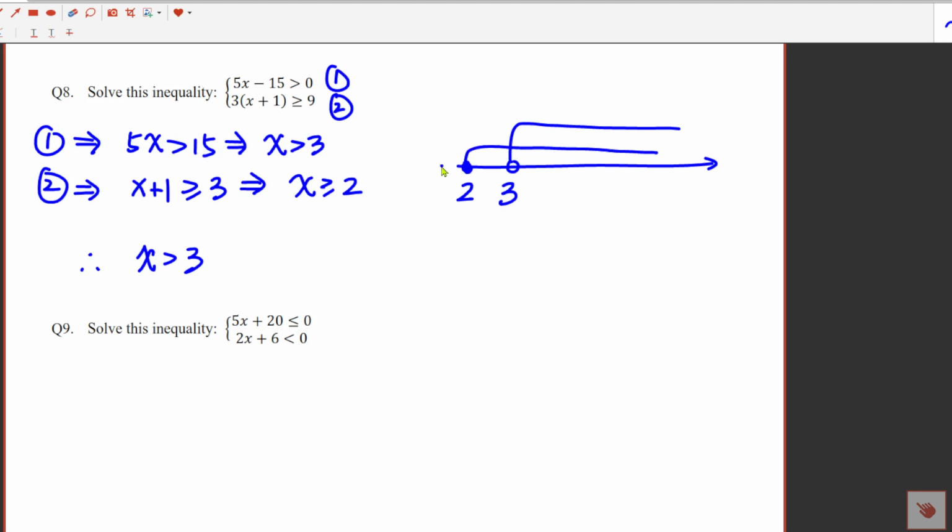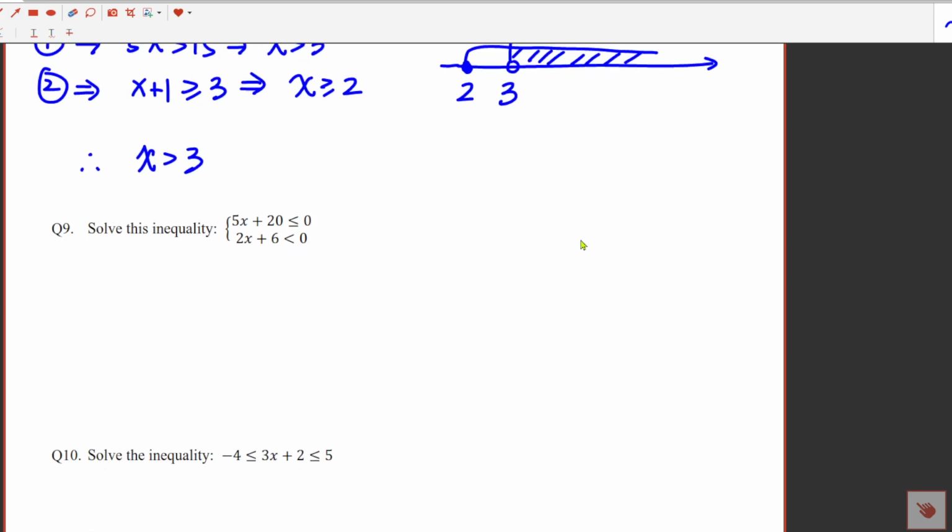And note that we use a solid dot to indicate the left side of that interval is included in that solution. And of course, the overlapped area is here. Therefore, the final solution is x is larger than 3. You get it? All right. If no questions, let's have a look at question number 9.